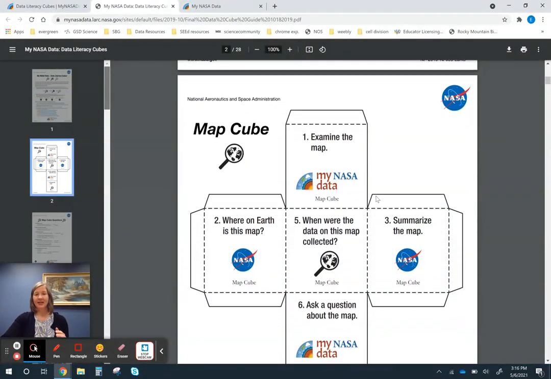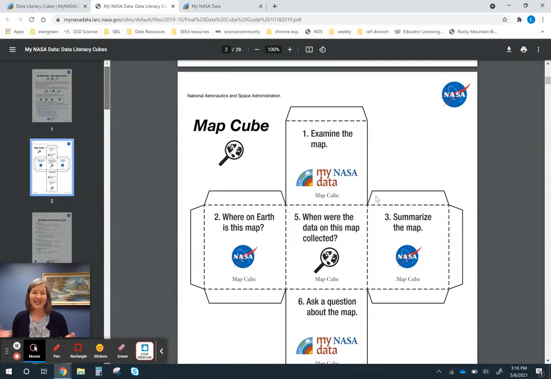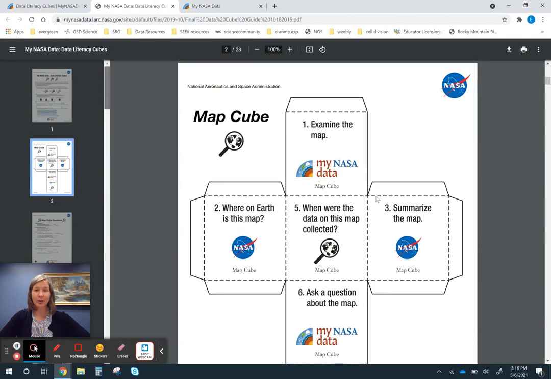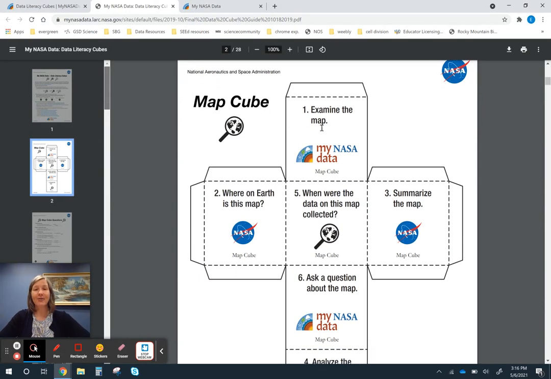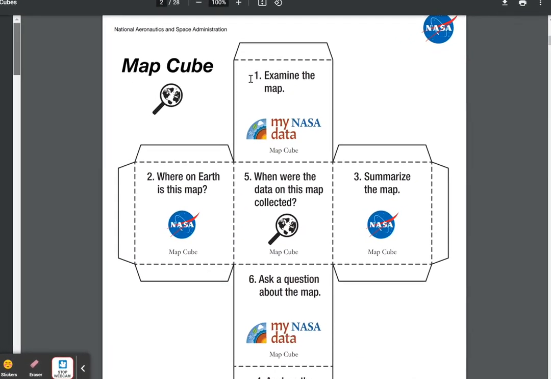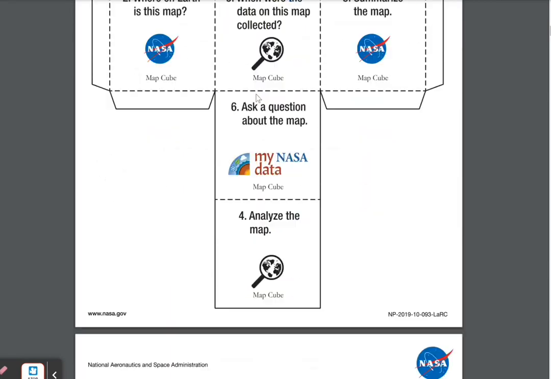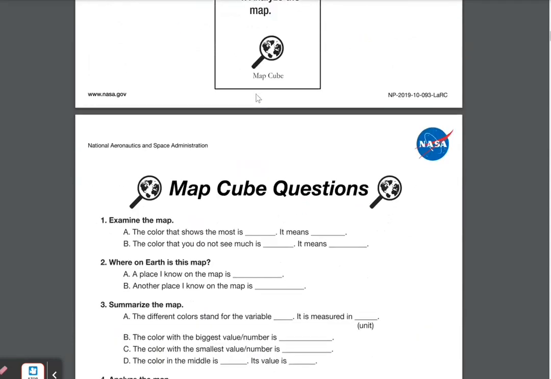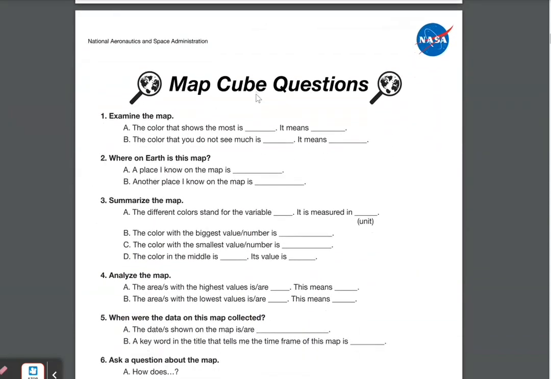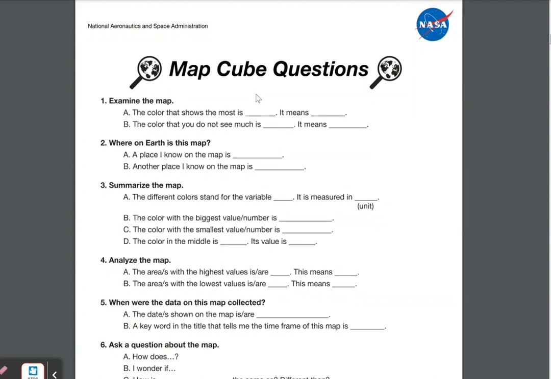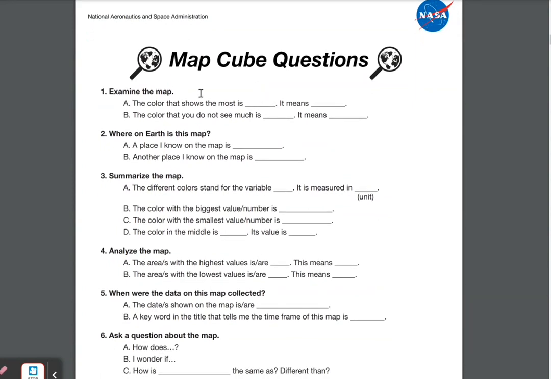And again, if it was me, I wouldn't actually take the time to make cubes, but you definitely could. But you can see, for example, anytime a student rolls a number 1, they're just going to be examining the map. Right? So that's one thing that you need to be able to do. And so these are the questions that you would be giving students. So these are the beginner questions. So for this one, if they roll a 1 and they're examining the map, then they have their choice between question A or B.